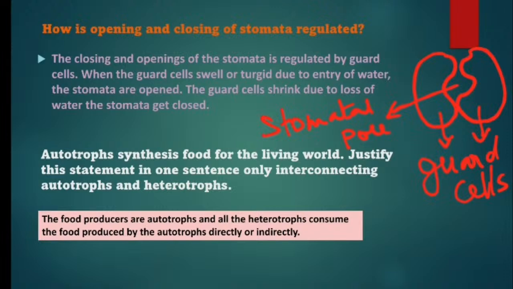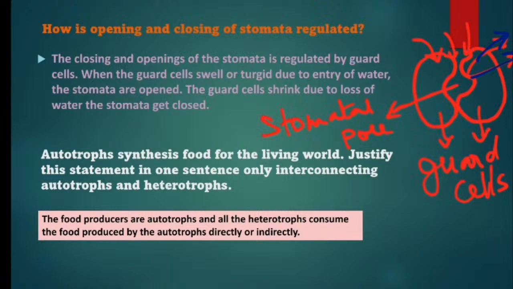When water enters into the guard cells, they swell up just like any other cell due to the entry of water, and they become turgid, and this way the stomata is open. Whereas the guard cells shrink whenever water diffuses out. When the water diffuses out, the cells shrink and become flaccid and the stomata gets closed.